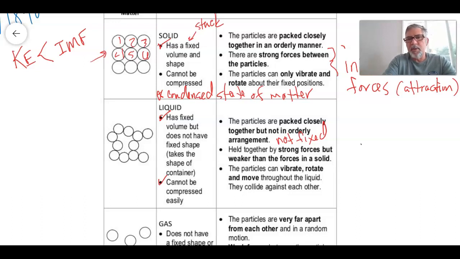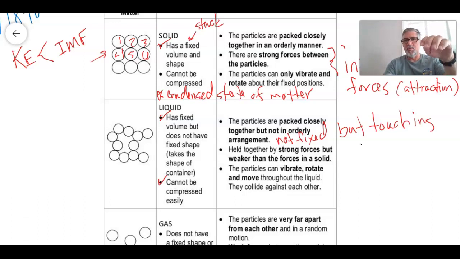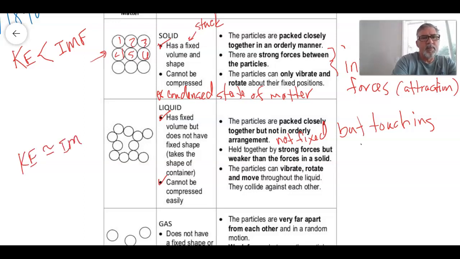So they're not fixed, which is really important when you dive in a swimming pool, because the molecules will move and touch you and come back together around you. They're held together by strong forces, but they're weaker than in a solid. They can still vibrate and move. So right here we can say that kinetic energy is roughly equal to those intermolecular forces. Okay, so it's roughly equal.